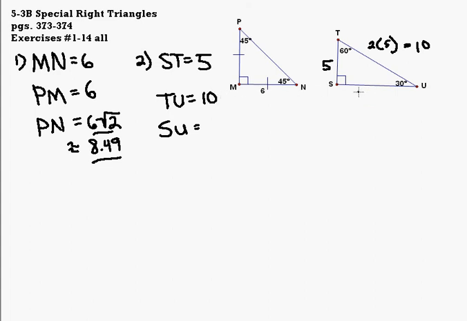And SU is simply going to be the short leg times the square root of 3. So we would go 5 times the square root of 3. If I were to do the decimal approximation, I would go 5 times the square root of 3, which gives me approximately 8.66.